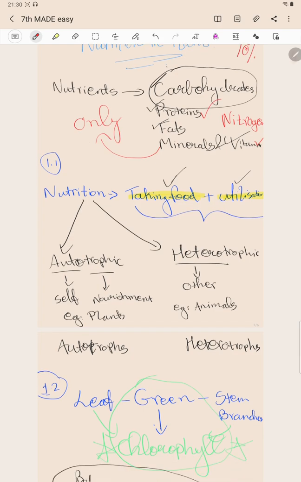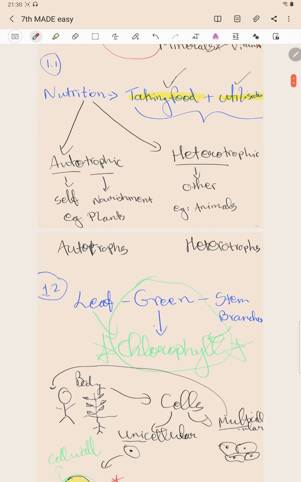Now we saw there are two types of nutrition, autotrophic nutrition and heterotrophic nutrition. Autotrophic means self; trophic means nourishment. So preparing their own food, they are self nourished. The example of autotrophic nutrition is plants, and the organisms that follow it are called autotrophs. Heterotrophic nutrition means the organism depends on another organism for food, and the example is animals. So they are called heterotrophs.